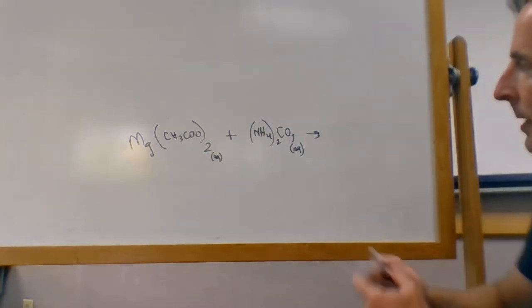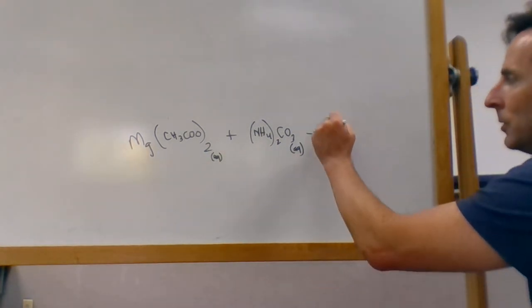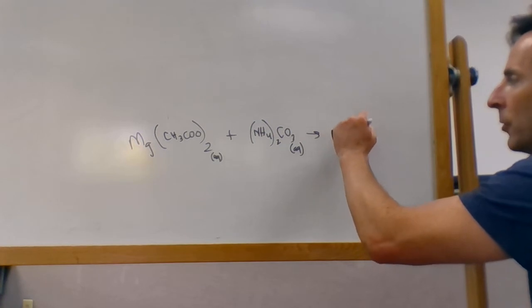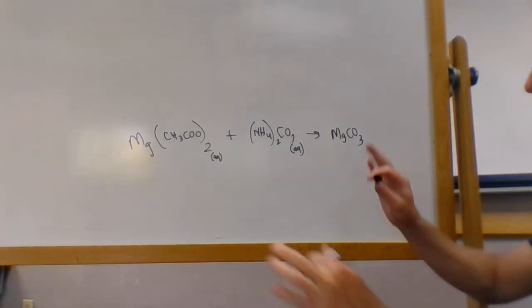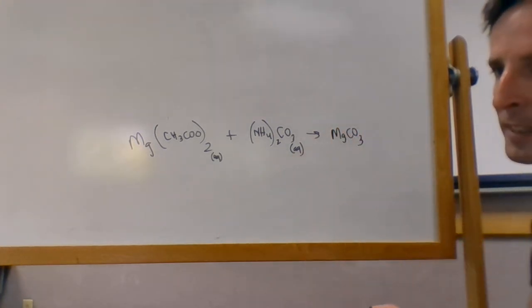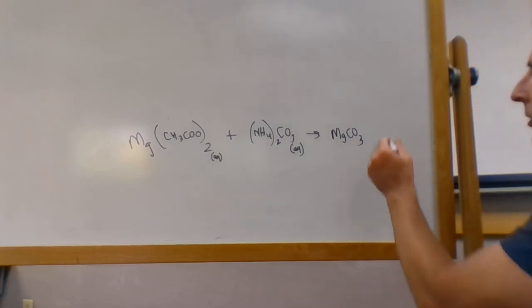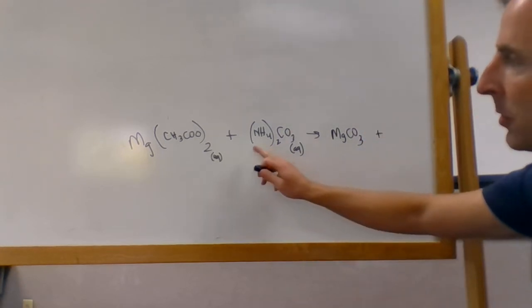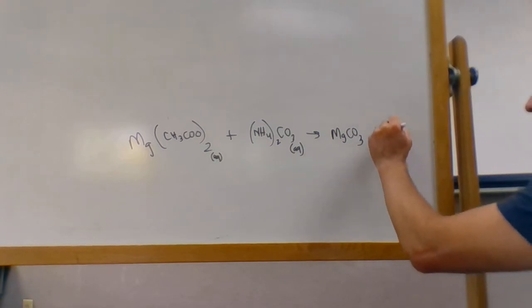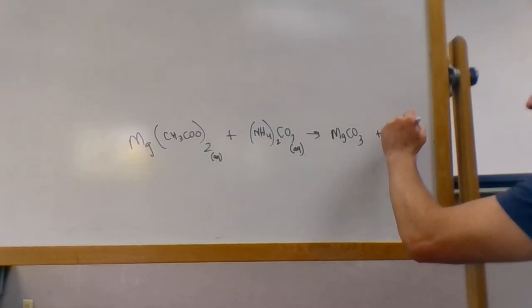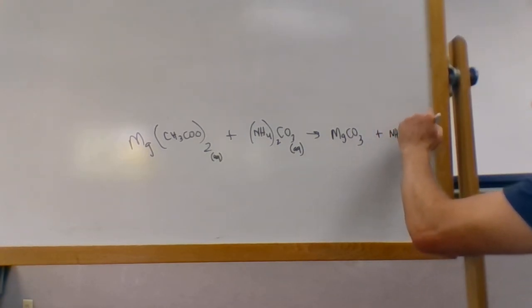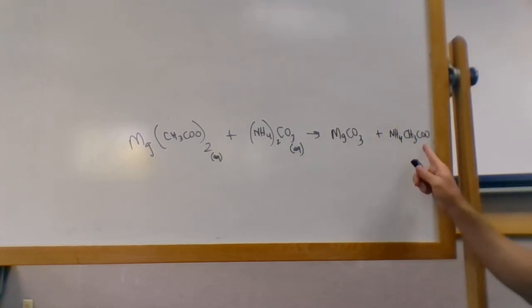Magnesium's going to end up with carbonate. That's +2 -2. So it's just going to be MgCO3. I don't really care how many there were on the reactant side. I'll balance that later. But then I also am going to make the ammonium with the acetate. So that's going to be NH4CH3COO. And that one gets to be 1-to-1 because they're both +1 -1.